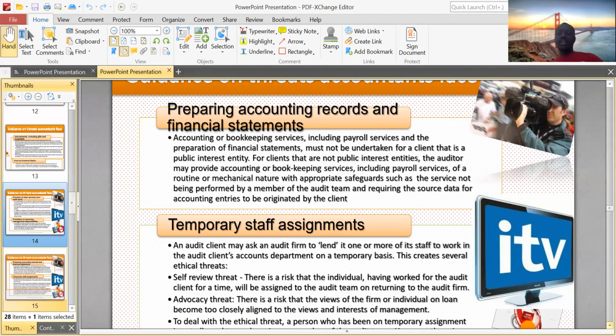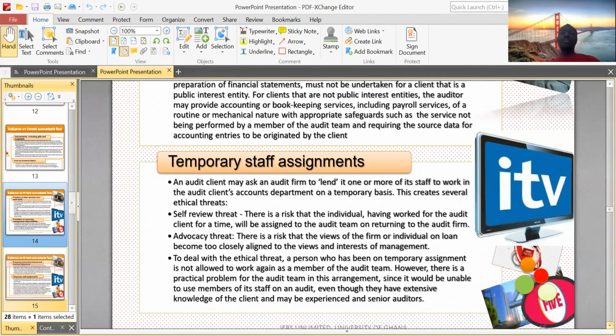Very, very important. Then you have temporary staff assignments. What does this mean? An audit client may ask an audit firm to lend to it one or more of its staff to work in the client's accounts department. So these are temporary staff assignments. The audit client will come to the auditor and say, hey, we need one of your staff to help us in our accounting department. But this creates a lot of threats.